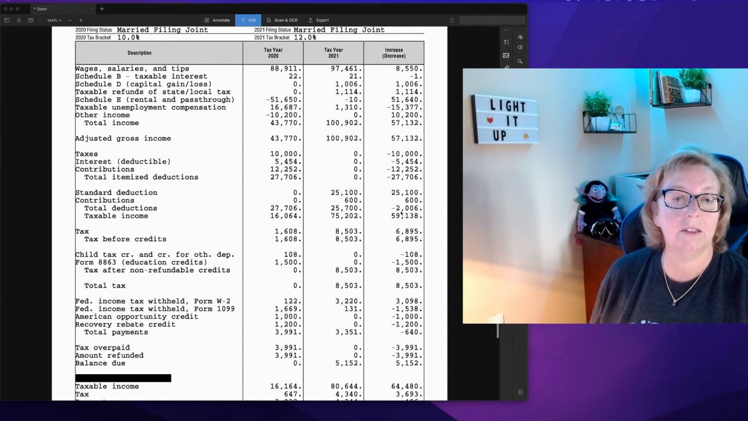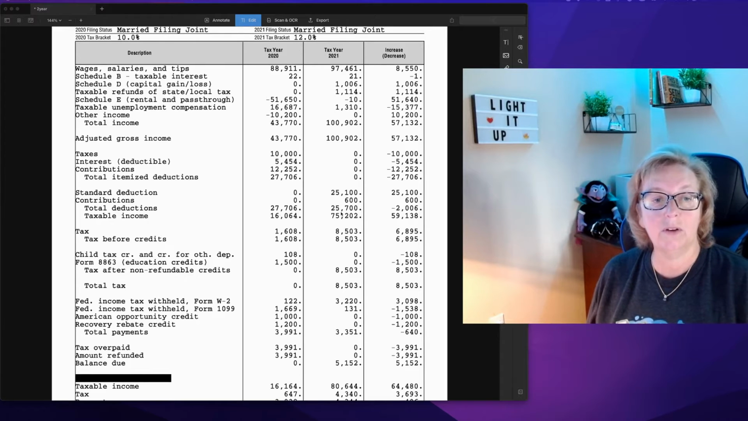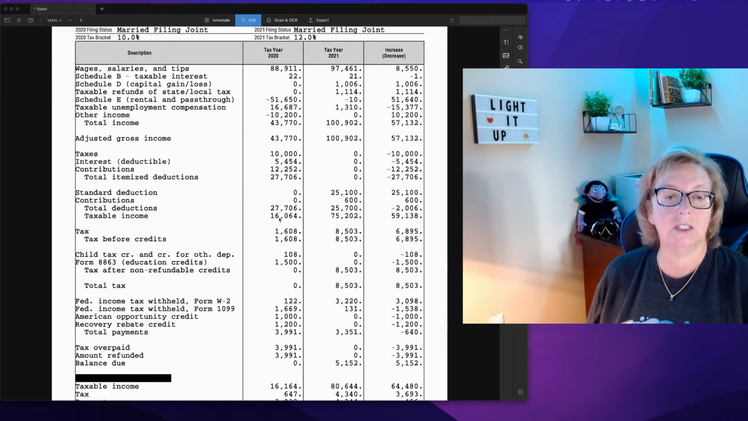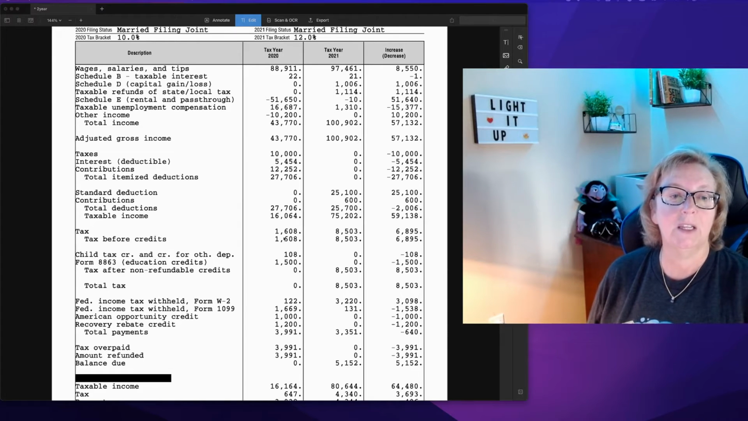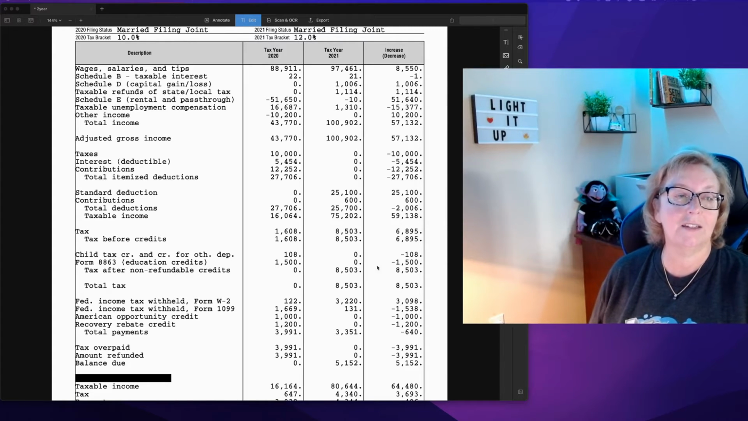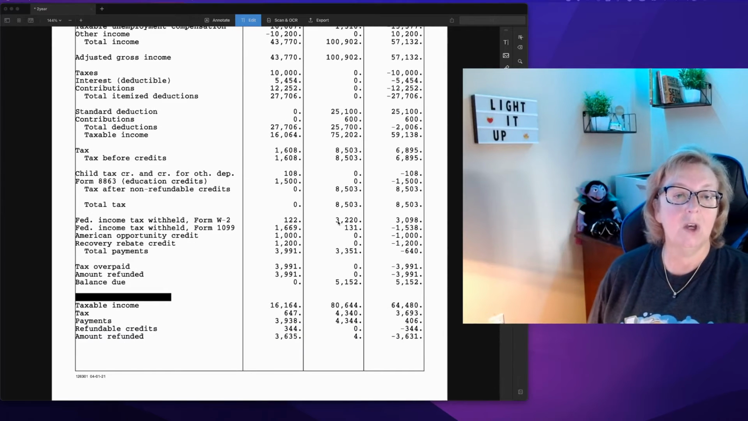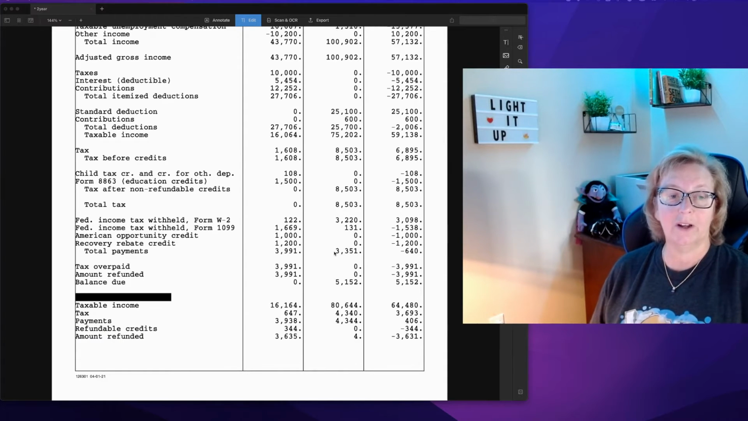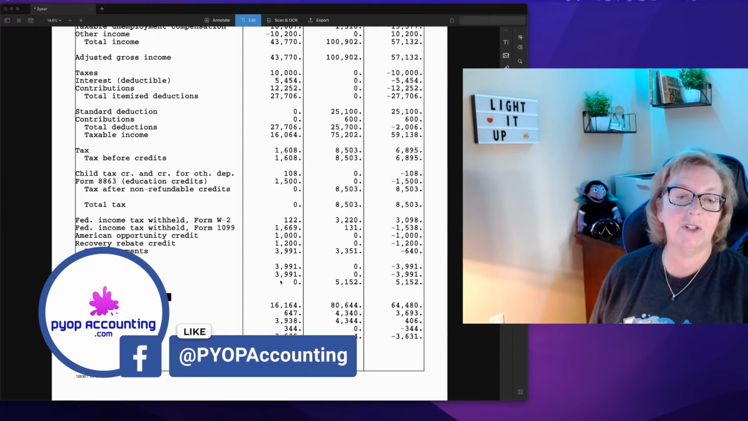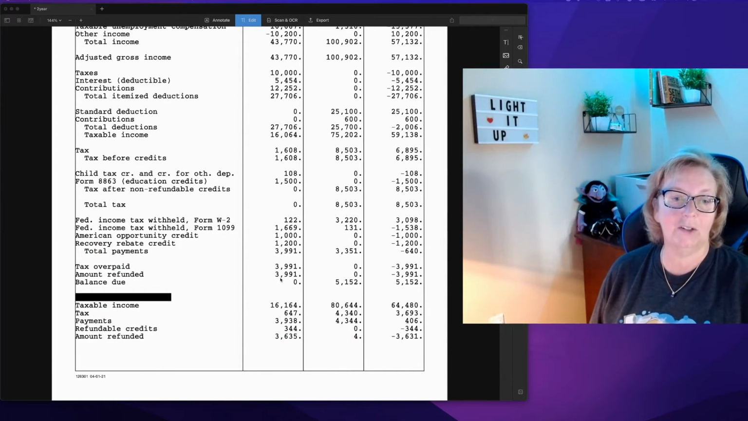When we look down at standard deduction versus their prior year, they had itemized. Not a big difference. Still, again, taxable income went from $16,000 to $75,000. So therefore, tax went from $1,600 to $8,500. So a $6,800 increase in taxes. Okay. When we look at the withholdings, those are $3,200. So they've paid in only $3,300. So this is a difference. The balance due is $5,100, and the previous year they were getting back $3,900.